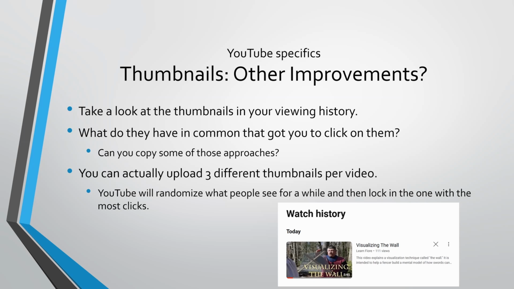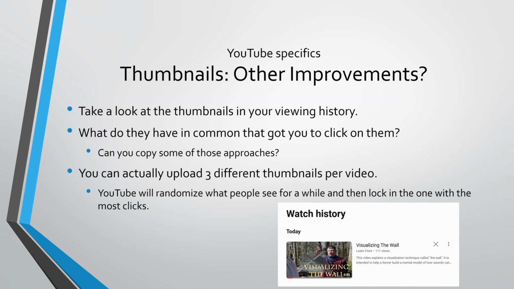So other things to consider when you are working on your thumbnail is take a look at the thumbnails in your viewing history. Look at the videos that you have watched recently. What do they have in common that got you to click on them? Why were you interested enough to say, I want to watch that? Can you copy some of those approaches? Are there elements of that that you can copy?